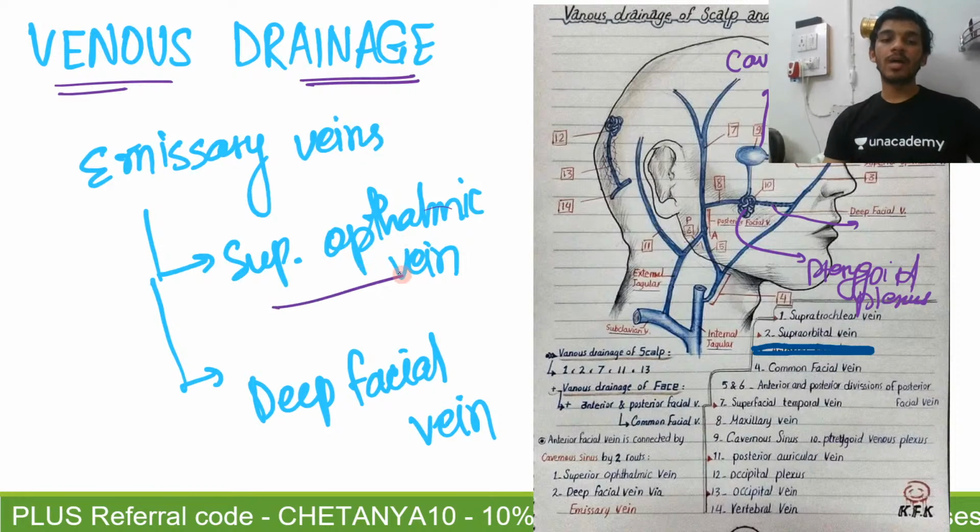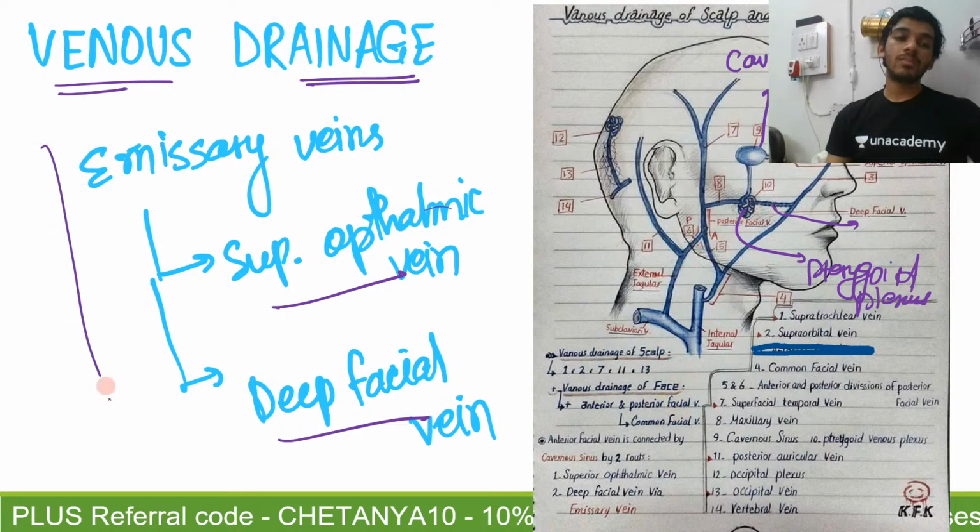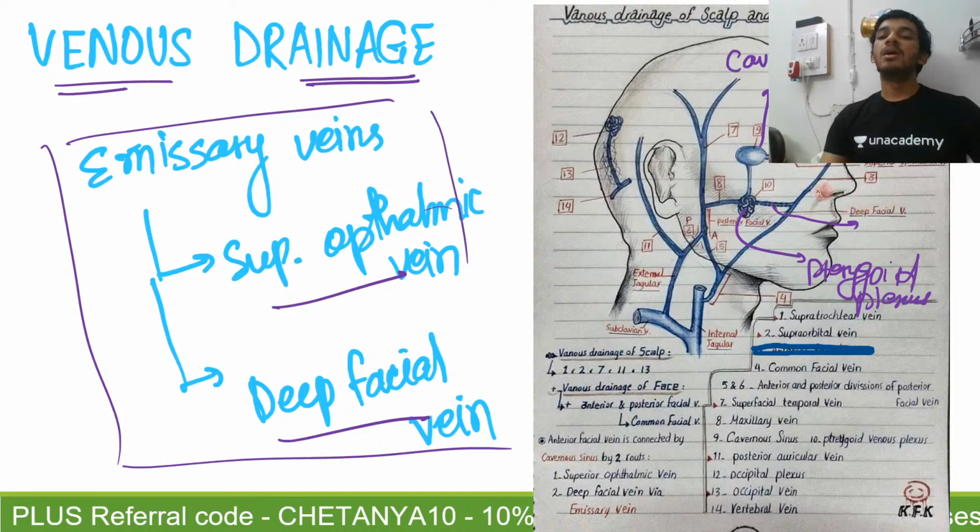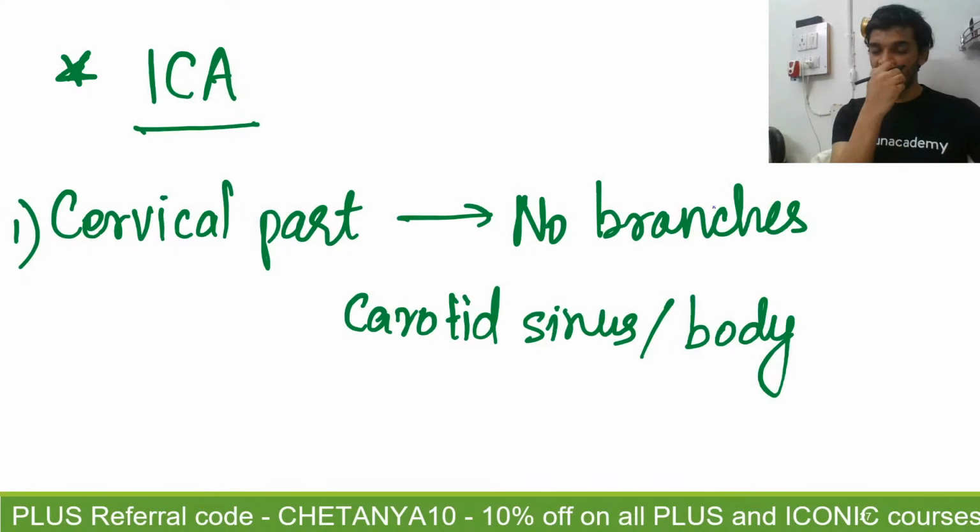So, superior ophthalmic vein and the deep facial vein, as you can see, superior ophthalmic vein is directly going to the cavernous sinus from outside. And this vein goes to the pterygoid plexus and then via the deep facial vein, and then it enters the cavernous sinus through this connection. So that is why these are emissary veins, and they are important because they can carry infections. And because of this connection, you have this area known as the danger area of the face.